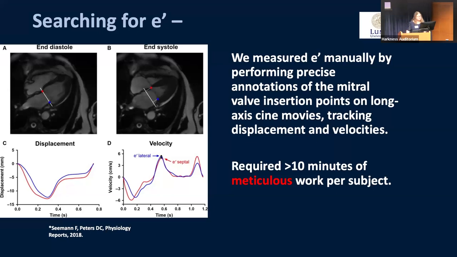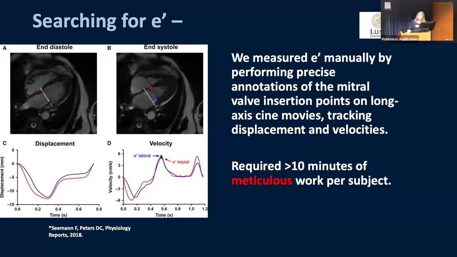And so this is work from Lund and Yale University where we had a feature tracking technique. And so we very carefully measured these red and blue points. So this is the mitral annular insertion points. We measured it in end diastole, we measured it in end systole. And we could calculate displacement curves. And from displacement curves, of course, you can take the derivative and calculate velocity. So we were able to measure E prime, septal and lateral, similar to echocardiography.